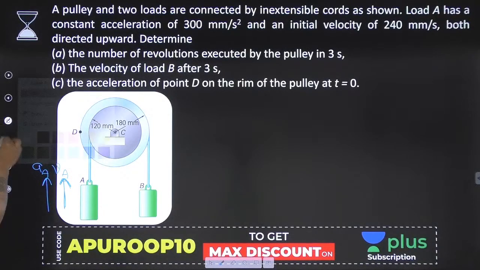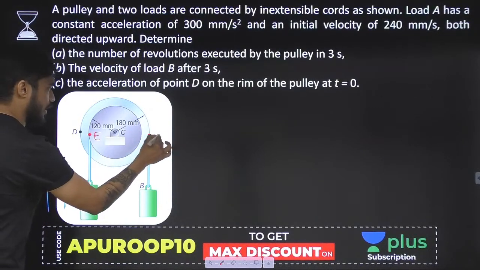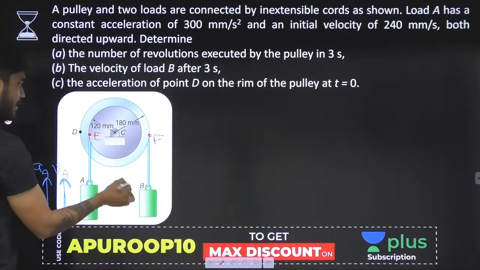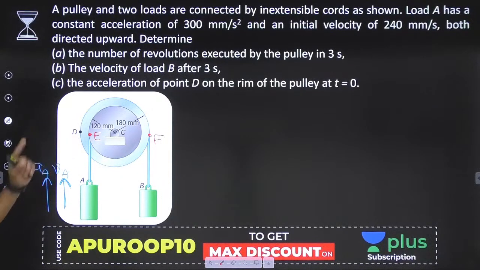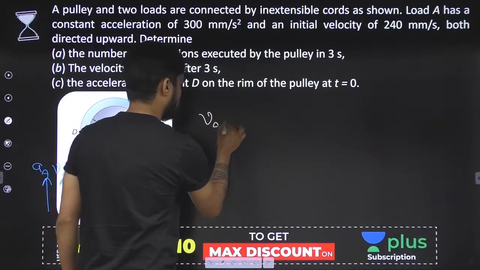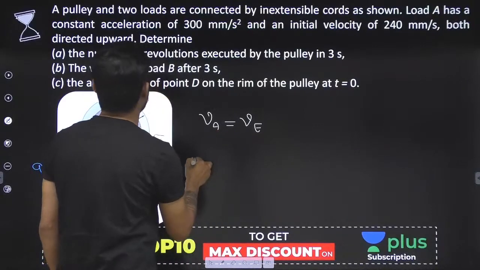Let's say this is point E and this is point F. So A, B, C, D, E, F. This load's cord is connected at point E, and I will assume there is no slip. So if there is no slip, then the velocity of A will be equal to the velocity of E. The velocity of this load will be equal to the velocity of E.